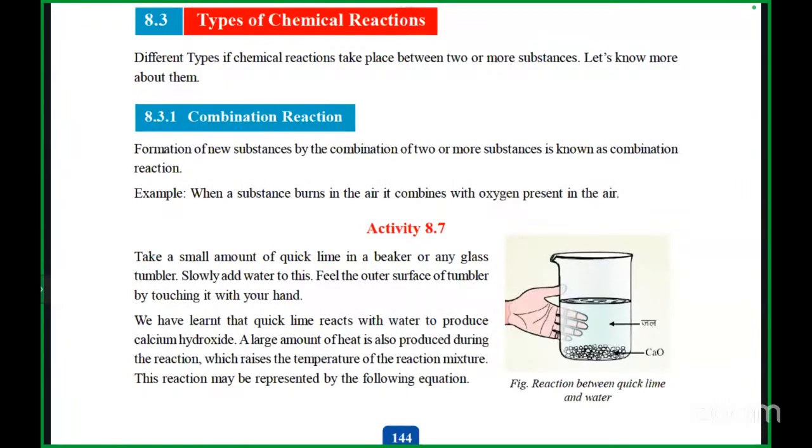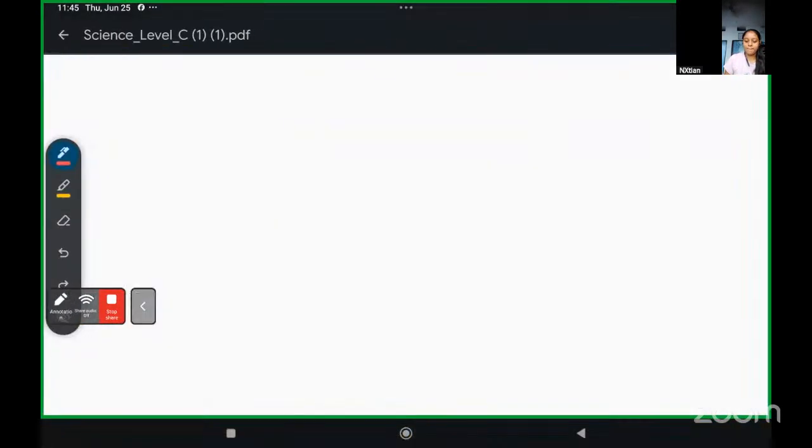Chemical reactions. In the previous classes, I explained to you that chemical changes take place because there are some reactions happening. These reactions are chemical reactions, and they are of various types, various kinds, and some of those types we are going to study in this chapter.